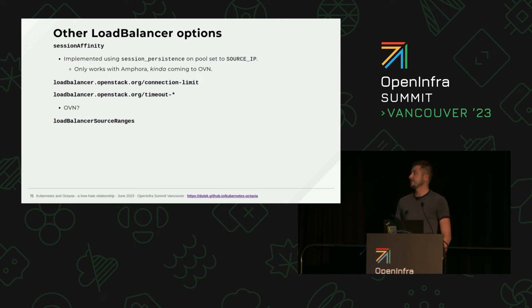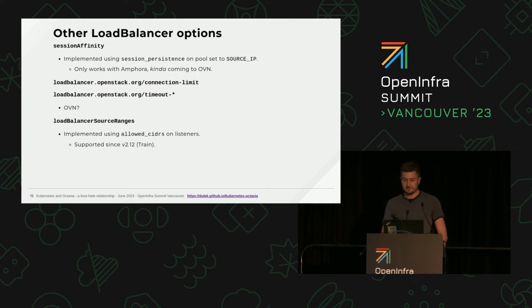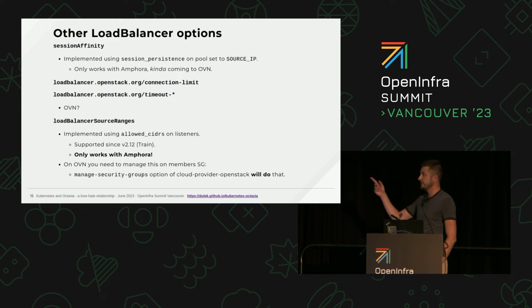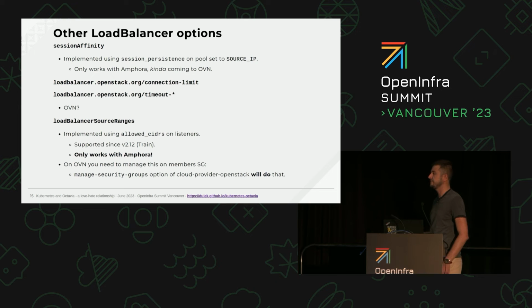Load balancer source ranges, that's the way to restrict the accessibility of the load balancer so that you can set just a number of CIDRs that will be allowed to actually call the load balancer. And with Amphora, that works using the allowed CIDRs set on listeners. That's supported since the Train release, but it only works in Amphora. And this is an interesting case because on OVN, you need to manage this through the members' security groups. So OVN folks are refusing to implement the allowed CIDRs API because it doesn't make sense with OVN, where the source IP is preserved, right?